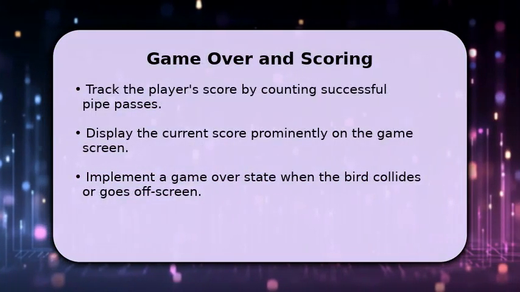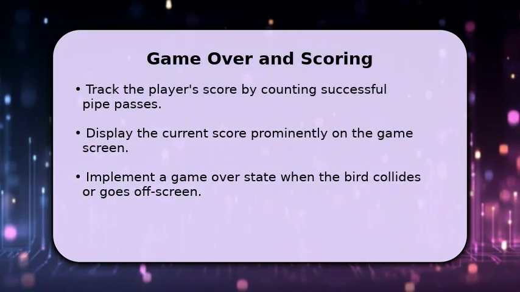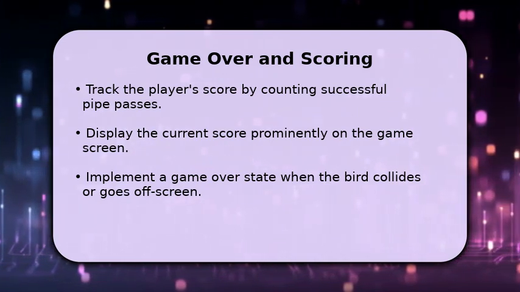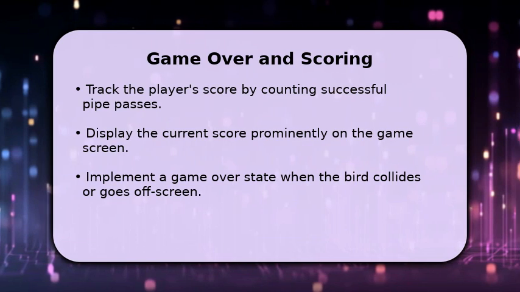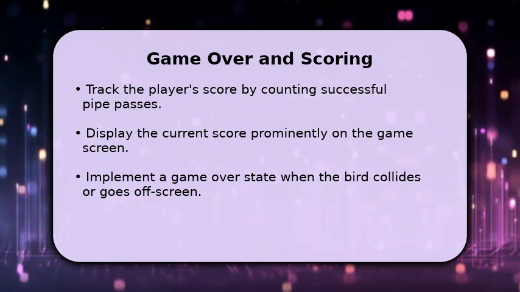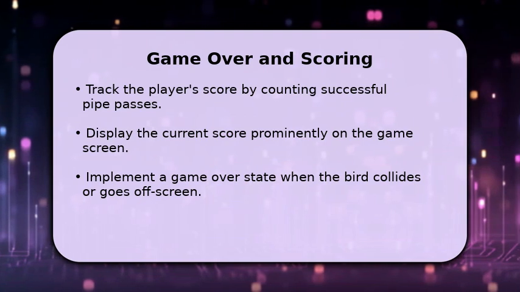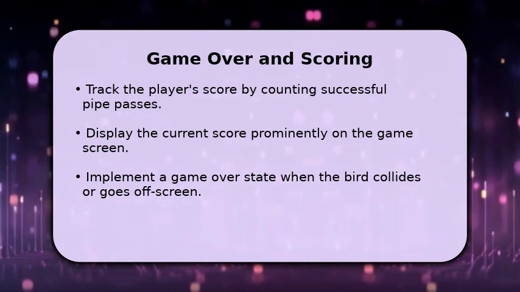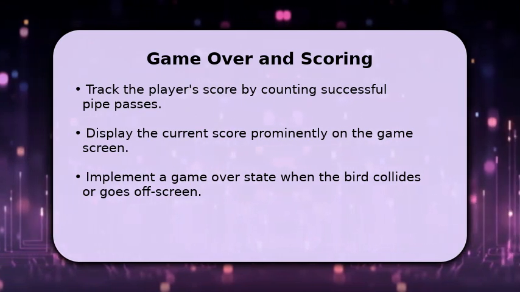Finally, we will integrate the game logic and scoring. Track the player's score by counting each successful pass through a pipe gap. Make sure to display this current score prominently on the game screen so players can see their progress. Implement a clear game over state that triggers when the bird collides with a pipe, hits the ground, or flies too high, ending the current round.